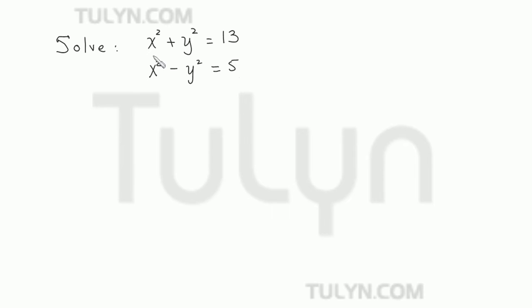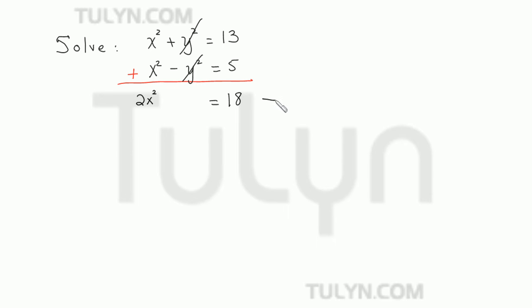So now notice that if we add these two equations together, the y squareds are going to cancel out automatically. So let's do that. Let's add these two together, and then what we end up getting is x squared plus x squared, which is 2x squared. The y squareds cancel out, and then on the right side we get 13 plus 5, which is 18. So now we have an equation in just one variable, which we can solve.